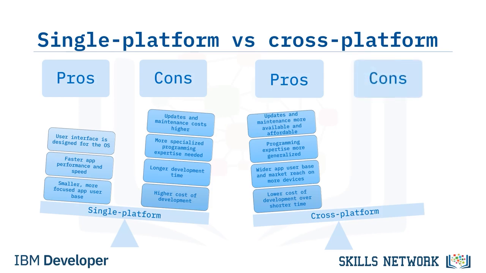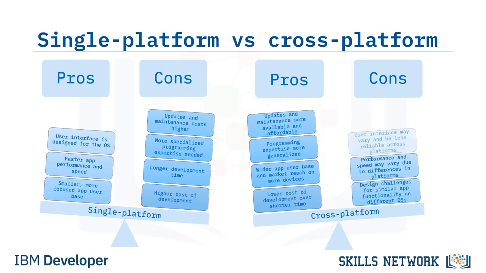Cons include the following. Cross-platform applications have design challenges for making the software function similarly and correctly in different operating systems. Performance and speed may vary due to differences in platforms. And the user interface may also vary and be less reliable across platforms. So, these are only a few of the key factors that developers should weigh when deciding what is best for their software and for their user base.